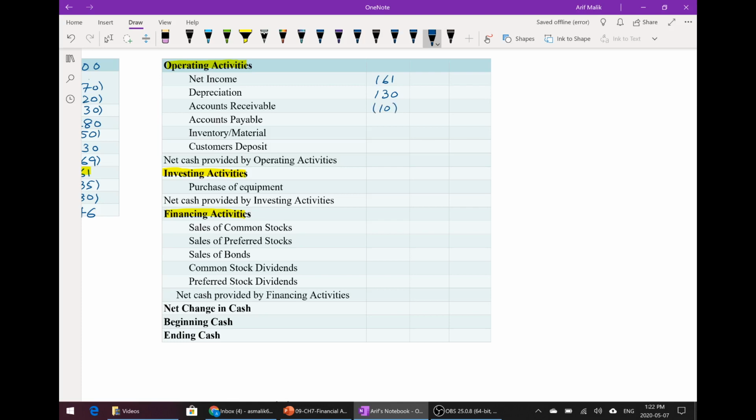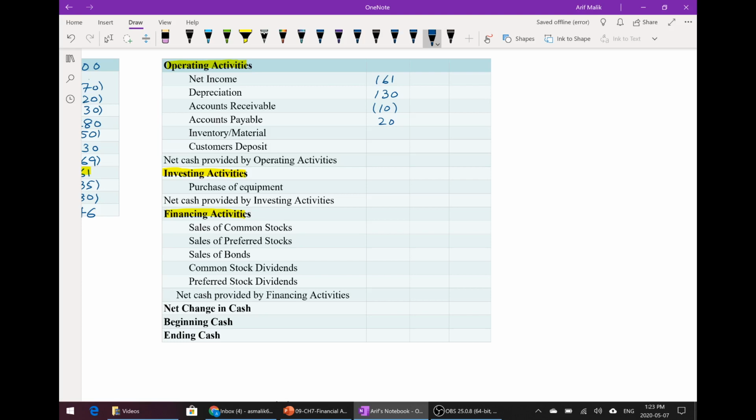Accounts payable are positive and they are 20, and that also makes sense. For accounts receivable we didn't receive the cash. Although it is in the income statement, this 10 was added because 700 was the bills which were sent and we received only 690. So 10 was accounts receivable, and this 10 is not cash we got, so we are subtracting it from the net income. And accounts payable, on the other hand, we didn't pay, so the cash is still with us. So 20 is positive here.